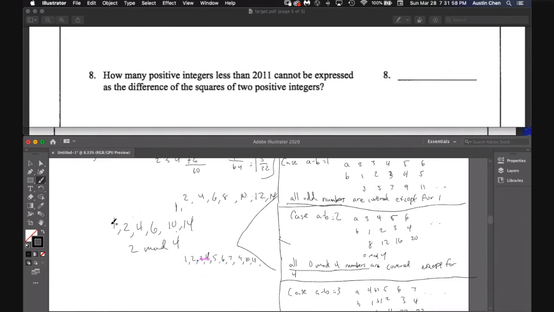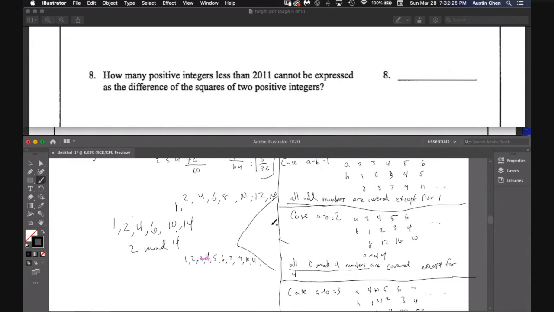Now, we have 1 and 4 in here because this says all odd numbers are covered except for 1. So 1 is not covered, and 1 is also not divisible by 4. So 1 is not covered in both of these. So then it is not covered, which means it cannot be expressed. So we will count 1.